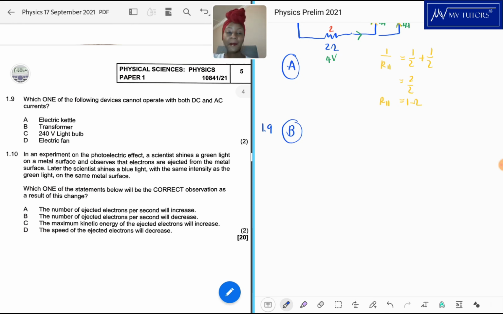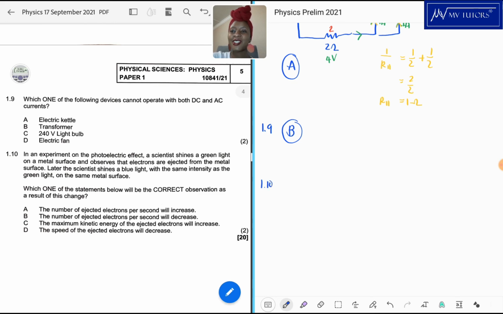But like me here at home, you can Google. I took the time to Google, and the electric kettle can operate under AC and DC as well as the rest. Obviously it's preferred to use alternating current. But a transformer, guys, please do not forget this. It only operates under alternating current. So not both. So that is B, the transformer.